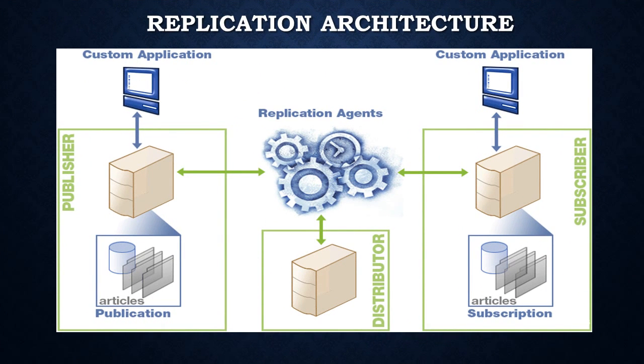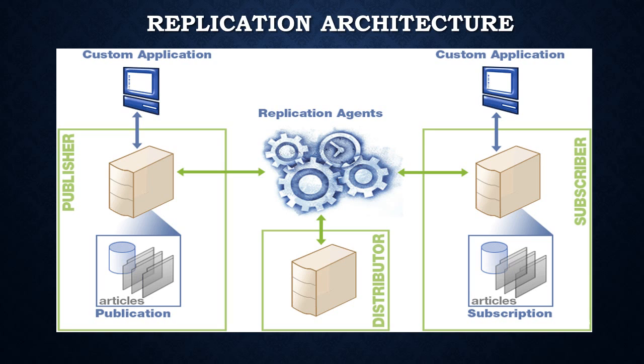Replication architecture. As you can see, I have a pictorial diagram of the replication. You can see the publisher server containing data to be replicated, while from the article, database objects such as a table, view, user defined function or stored procedure are to be replicated. The publication is a group of articles, while the distributor transfers a publication.